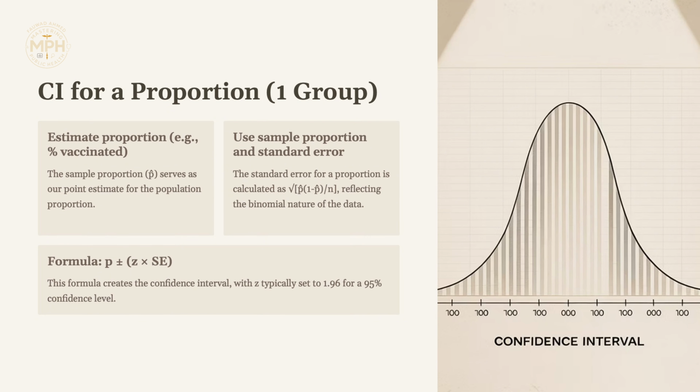Now let's say we're estimating a proportion, like the percentage of people vaccinated. We calculate the sample proportion and then construct a confidence interval around that. Take the sample proportion. Then add and subtract the z-value times the square root of the proportion times 1 minus the proportion, divided by the sample size. This tells us the likely range for the true prevalence in the population. It's particularly useful in survey research and disease surveillance.